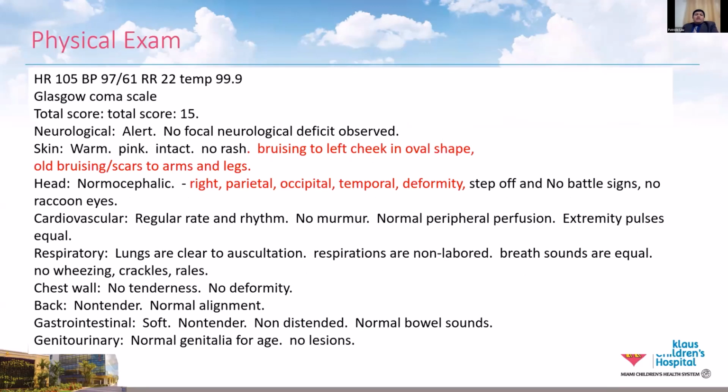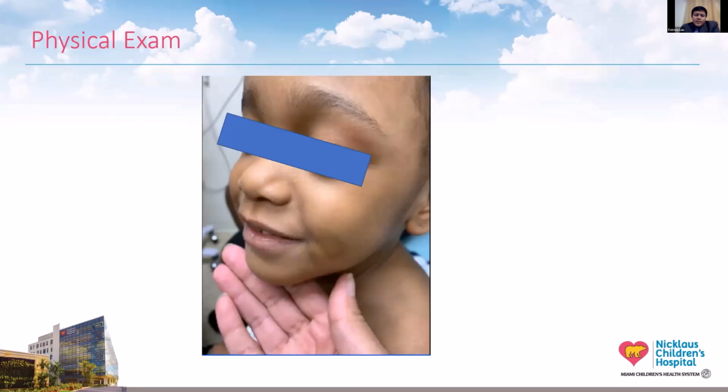Just a quick picture of the physical exam. Hemodynamically stable. GCS is 15, appropriate for her age. The things that you notice, though, is that she has some bruising on the left side of the cheek, oval in shape, and she has some scars and bruising on the legs, and then you notice some swelling on the right parietal, occipital, temporal area. Aside from that, the rest of the physical exam is completely normal. This is a picture of the child, and you can notice the bruising on the left cheek here.